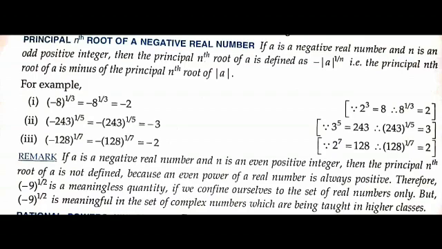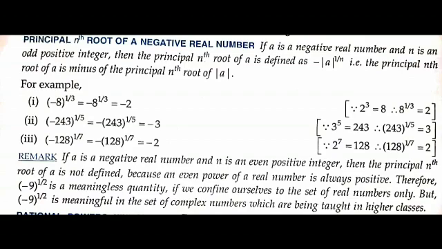In third, here I have minus 128 to the power 1 by 7. So we can again write it as minus separately, then 128 to the power 1 by 7, which results in minus 2. Why is it so? Since 2 to the power 7 gives us 128, therefore the 7th root of 128 will give us 2.